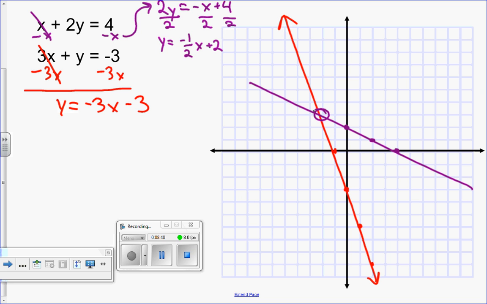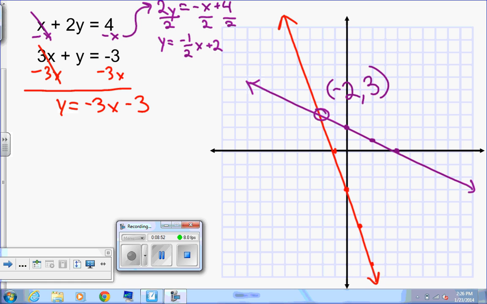And it looks like they cross right there. And the solution to that one is negative 2, 3. So hopefully this makes sense. So all you're doing is you're just graphing linear equations, and then the point where they intersect is the solution.